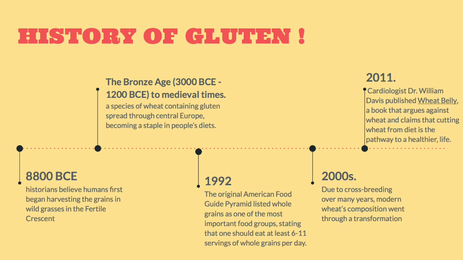Due to crossbreeding over many years, modern wheat composition went through a transformation. Now it is about 2 feet tall with large seeds, whereas before it was much taller. The gluten structure in modern wheat has also changed somewhat. Though in essence it is still gluten, modern wheat also contains higher levels of starch, amylopectin A.